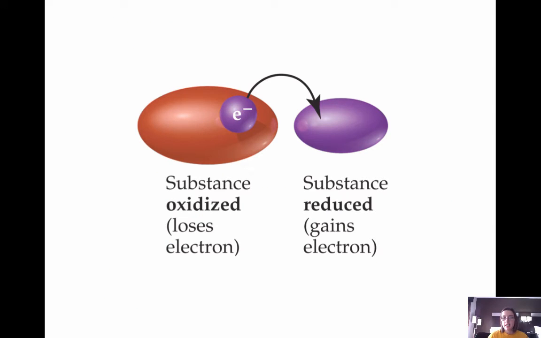So here's just a visual for you. The substance that is being oxidized loses the electron, and this electron needs somewhere to go, and so the substance that is reduced actually gains the electron. The reason that it says reduced is because its oxidation number is being reduced.